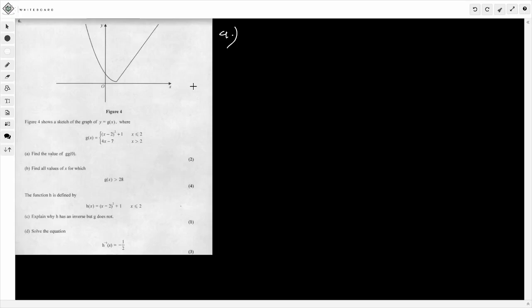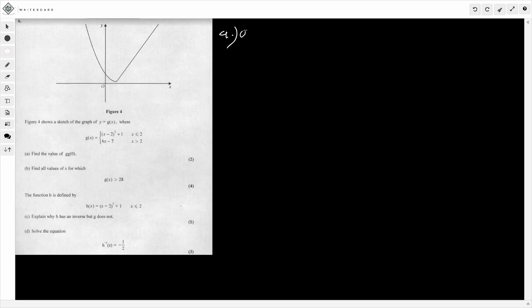So moving on to question 6 here, we have a question on functions. It's split up into a few parts, so it kind of follows quite nicely. For part A, we're just given a little bit of a composite function question, and we're asked to find the value of g of g of 0. So g of x is this function here, so it's a composite function of g of x into g of x, but we're asked to work out g of 0 first.